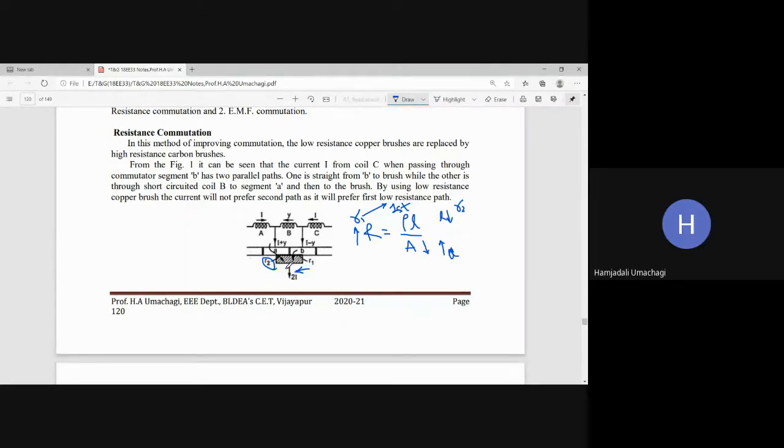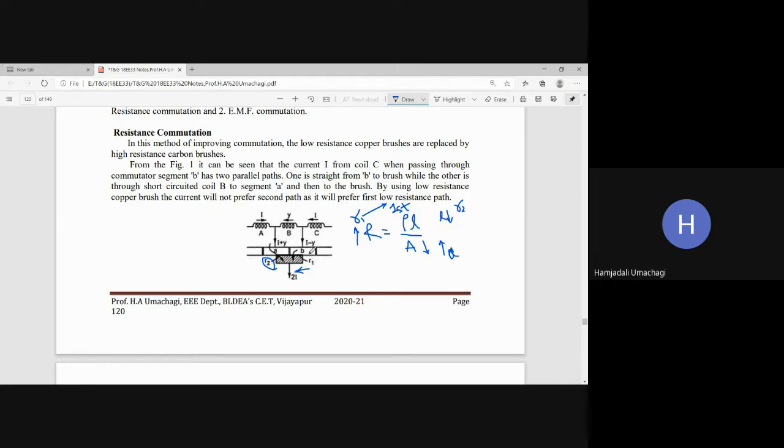So simply we are using the concept of R is equal to rho L by A. As area decreases, resistance increases. So here, the contact area of the brush with respect to the segment decreases, because of that resistance increases. But on the other side, the contact area increases, then resistance decreases. Resistance decreases means R2 is having less resistance in comparison with R1, and we know that current always chooses the least resistance path, and here the least resistance path is R2.